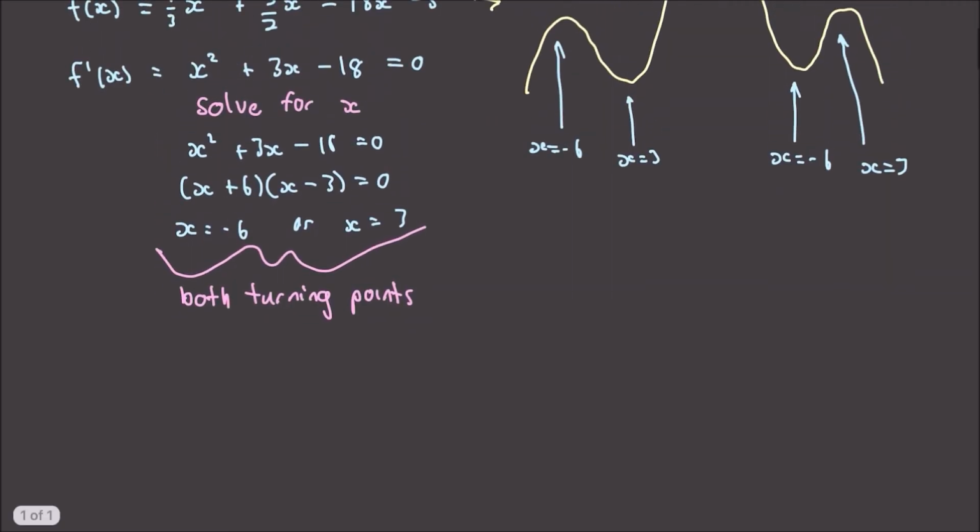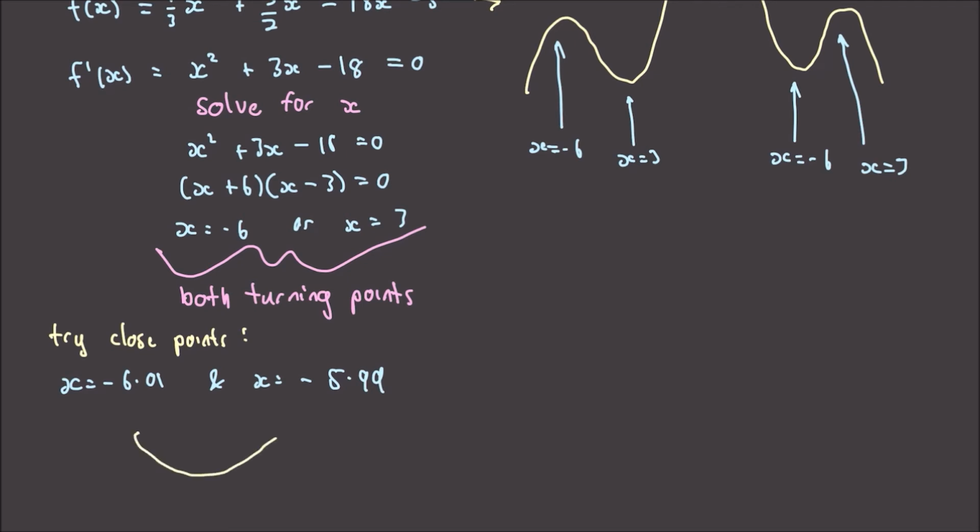You can do this a couple of ways, where you can try some points close to the one we're interested in. So we should try 2 points close to -6, like -6.01 and -5.99, and see if the gradient is negative on the left of it.